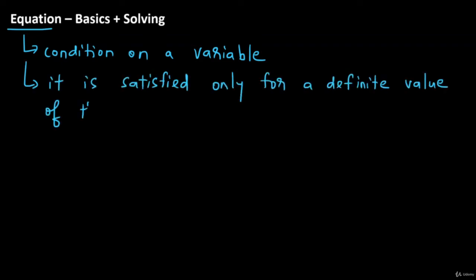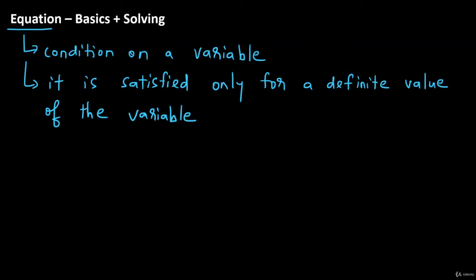Now there will be future sections where we deal with more advanced concepts of algebra, but right now let's get started with the basics. Now, what is an equation? An equation is a condition on a variable. Now, it's also good to note that the equation is only satisfied for a definite value of the variable. Now, let's try to understand what I mean with these two statements.